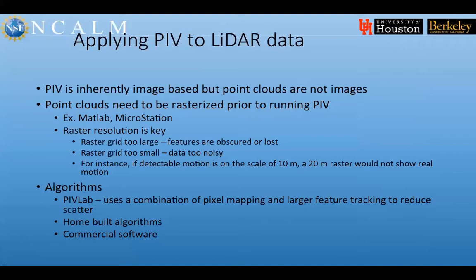The other thing is that this technique is probably not appropriate for all different scenes. Really, what you're looking at here is, do you have features in the terrain that are moving but look the same in the two data sets? If you had a landslide where you didn't have virgin soil before, and the soil fell down the hill, you couldn't really use PIV to look at that. You have to have features that you can see both before and after.